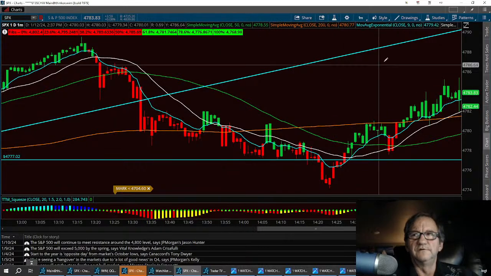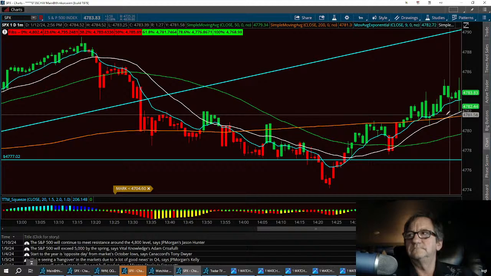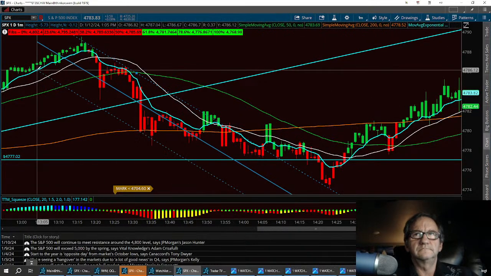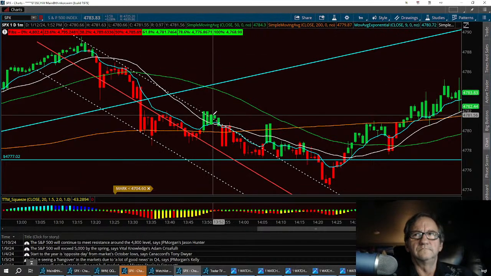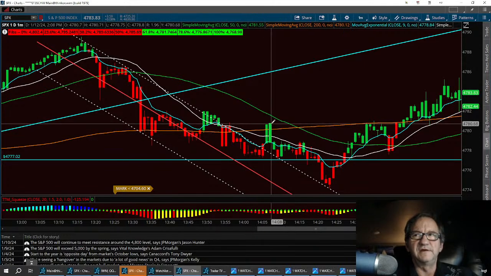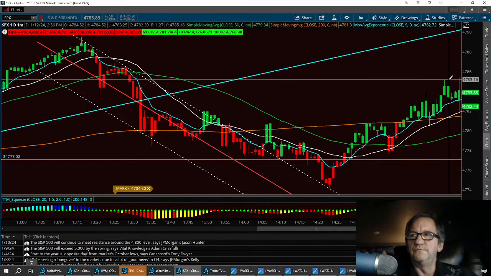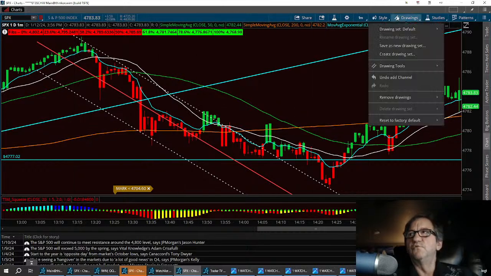We've got another snake here. We almost broke out of the snake here. Then we finally broke out of the snake. You wait for the pullback. Then we created inverse head and shoulders. Boom. Here's your wedge.